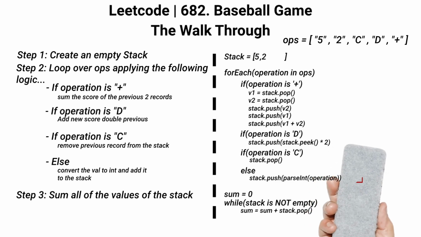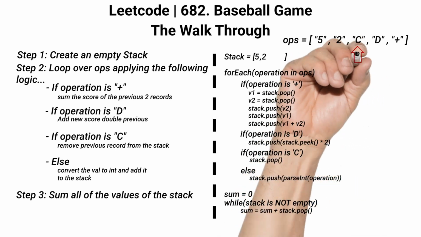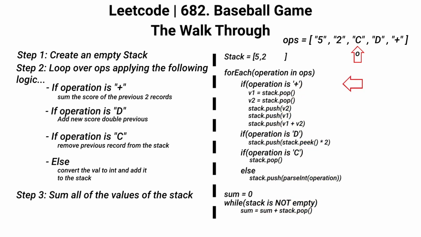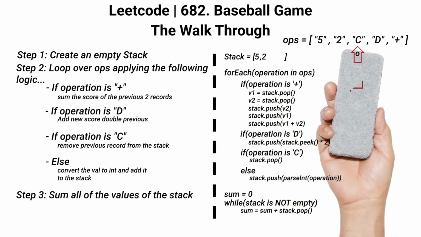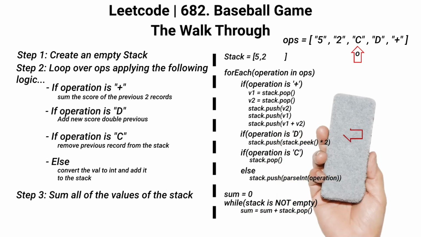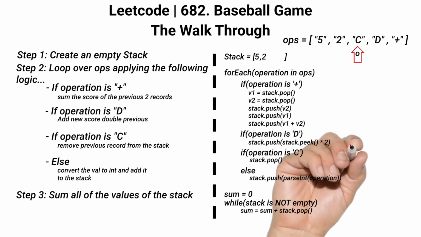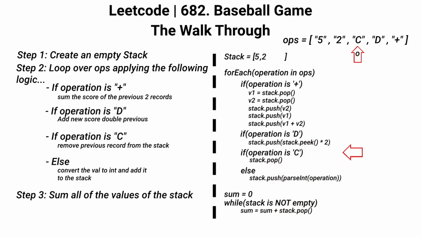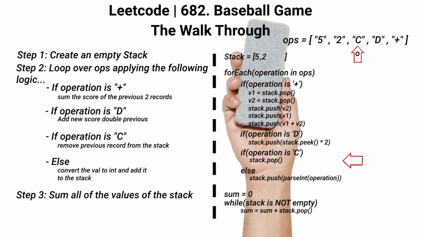Now we'll go to the next operation, which is C. C is not equal to plus, so we skip that. C does not equal D, so we skip this. C does equal C, so what we want to do now is pop the stack, removing the 2 from the stack.